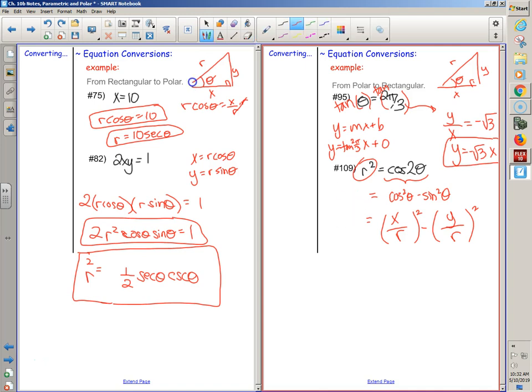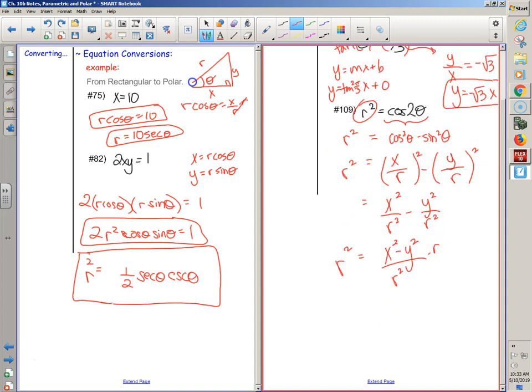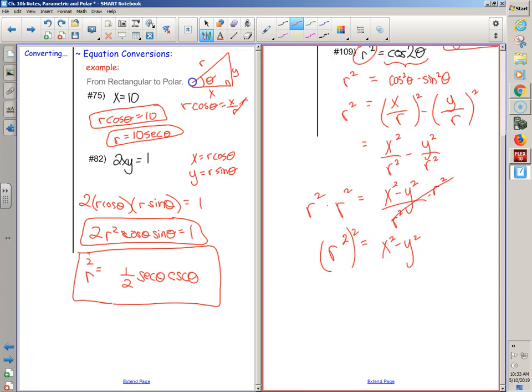Sometimes there are more. So I can have x squared over r squared minus y squared over r squared. Wait, aren't these common denominators? x squared minus y squared all over r squared. How do I get rid of the r squared? I'm almost there. x squared minus y squared equals r to the fourth, or r squared squared. Didn't we just say r squared is x squared plus y squared?